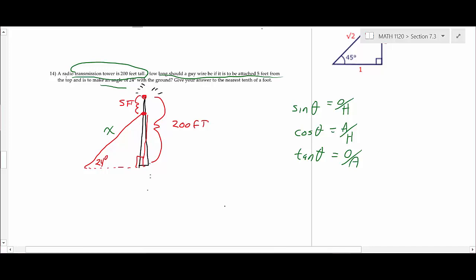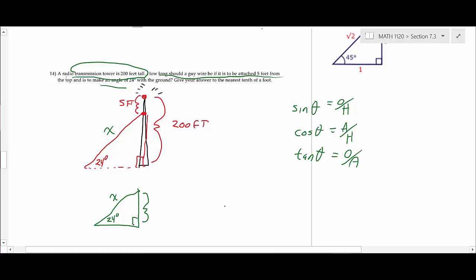So here's what we're going to do then. Let's look at this triangle. I'm just going to redraw the triangle of what matters. That's a 24-degree angle. That's x. Now you got to be kind of careful with one little detail of this problem. Okay, what is this?